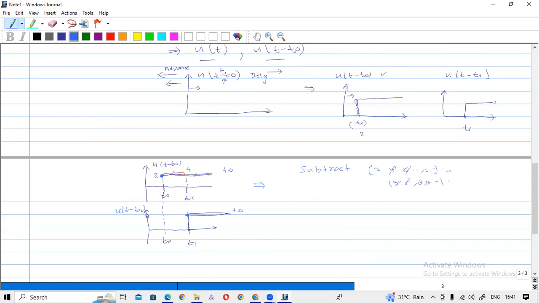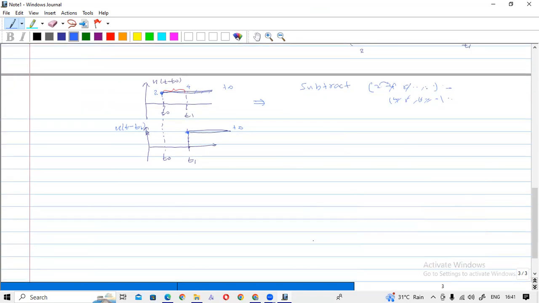Then you can only get values up to 4. So if I subtract u(t - t naught) from u(t - t1), I have only the values from t naught to t1, like this. But here the value is 1, no?